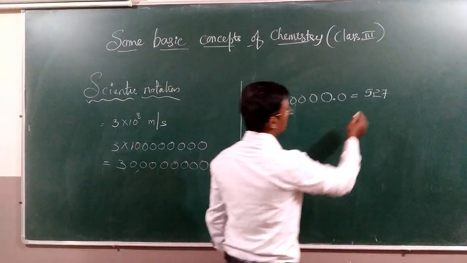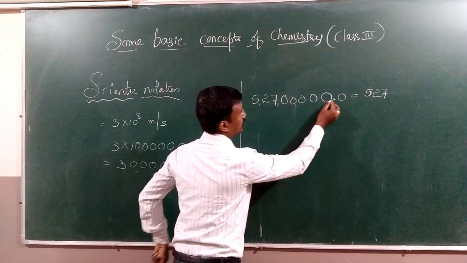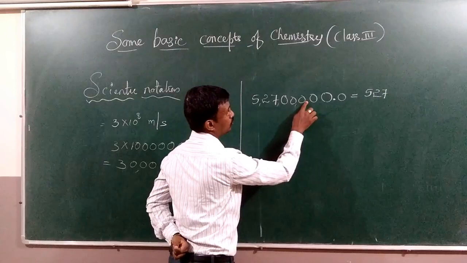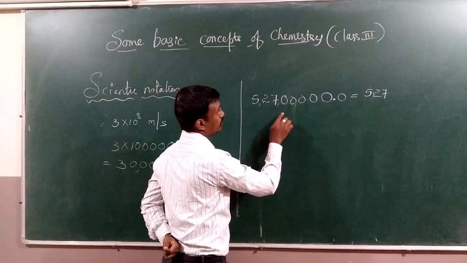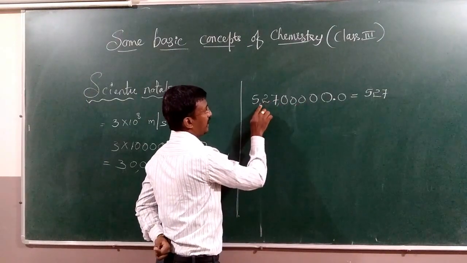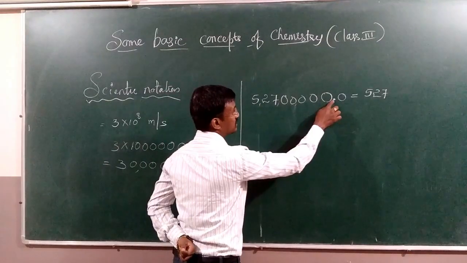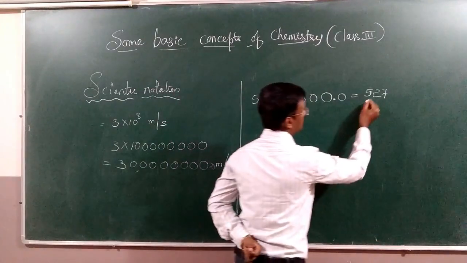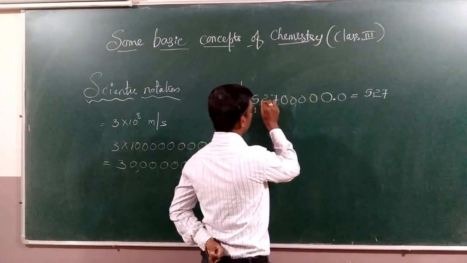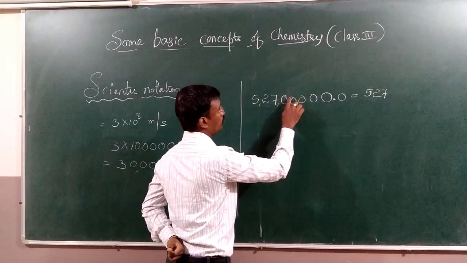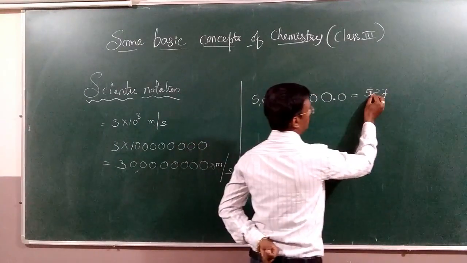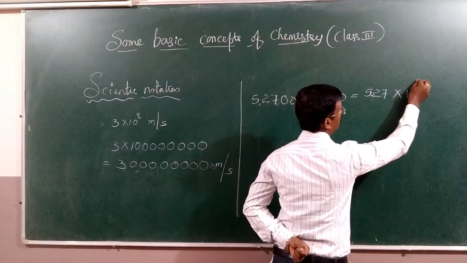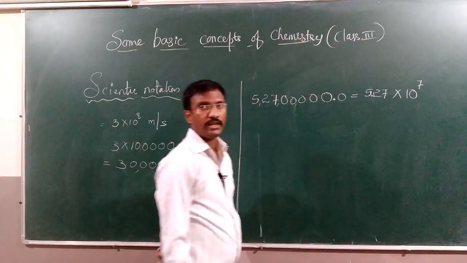Here 527 is there, means where I have to shift this point. If it comes here 1, 2, 3, 4, 5, 6 and 7, means I am transferring this point from right side to the left side. Means here to here it is how many terms? 1, 2, 3, 4, 5, 6, 7. By putting the dot here, I am sending it into 10 raised to 7.